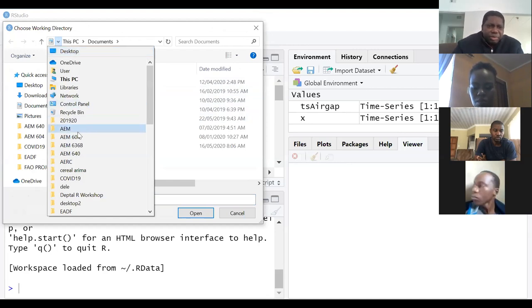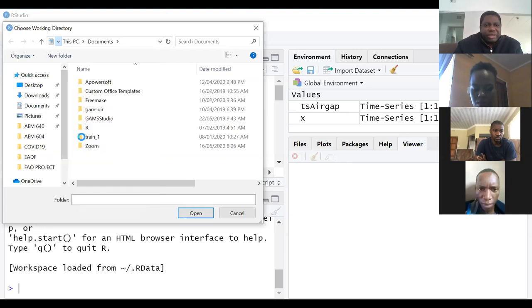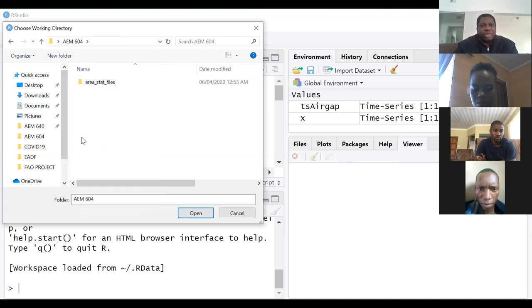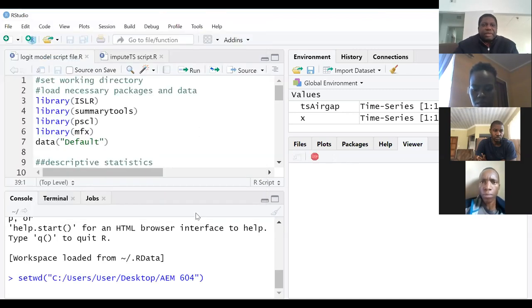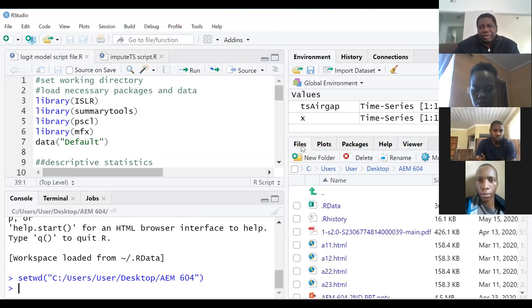On my desktop, I normally like to use the AEM CISO4 folder, and you create your own. So let's say I want to use the AEM CISO4 folder. I say open. That is how to set my folder. If I want to look at the content of this folder, I click on Files. These are all what I have there.